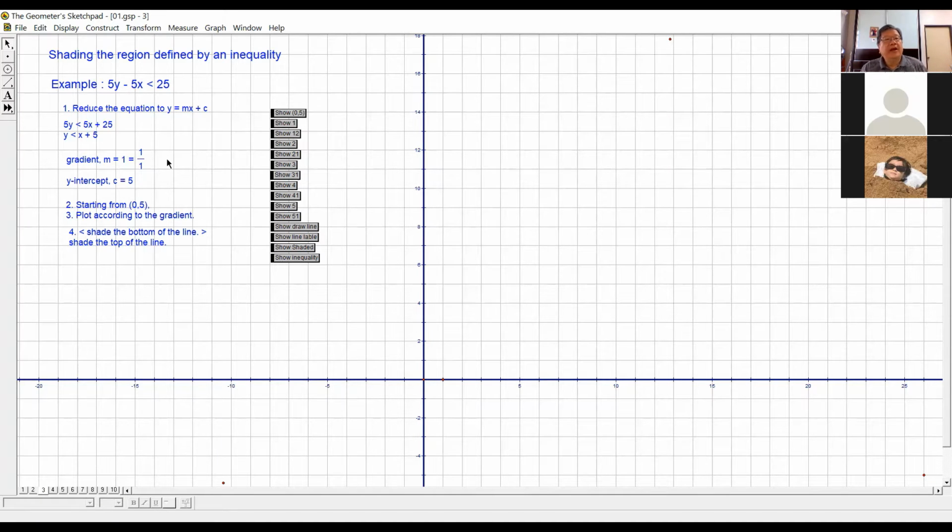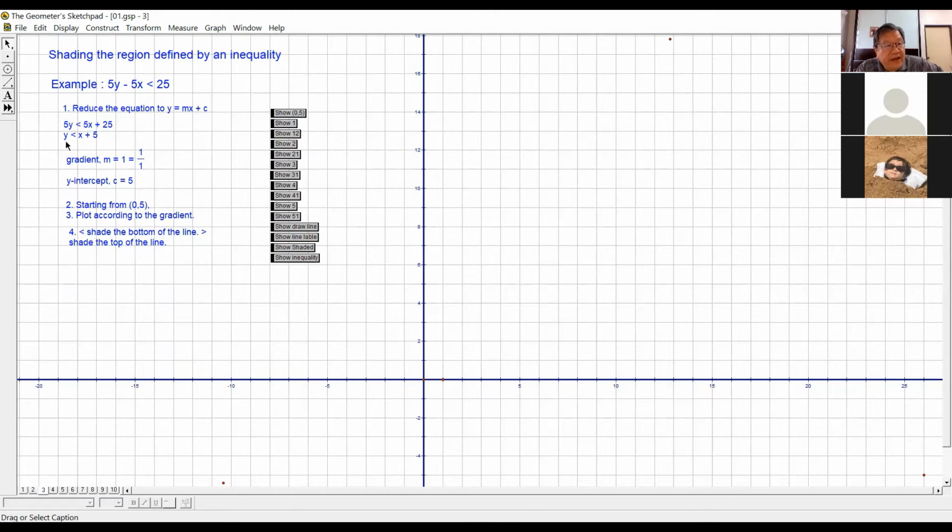How to draw the line? You start from the y-intercept, from the point (0, 5). Then you plot the points according to the gradient. I'm going to show you how.